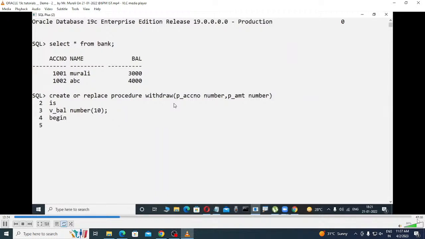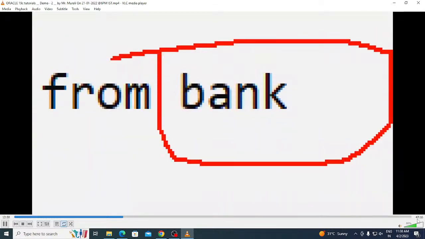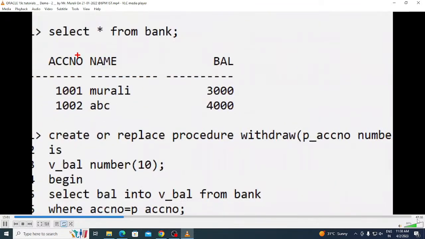Now check it out, concentrate here. Some coding is there: select balance into v_balance from bank. You don't have an idea about these things, but logically observe here: where account number is equal to something. These are all very easy actually. Suppose bank is a table, and in this table format your transactions are stored.